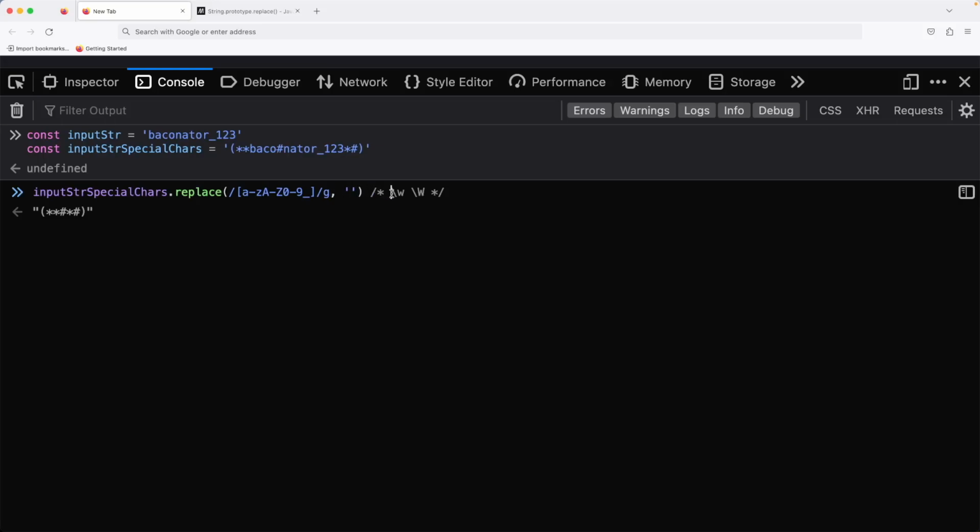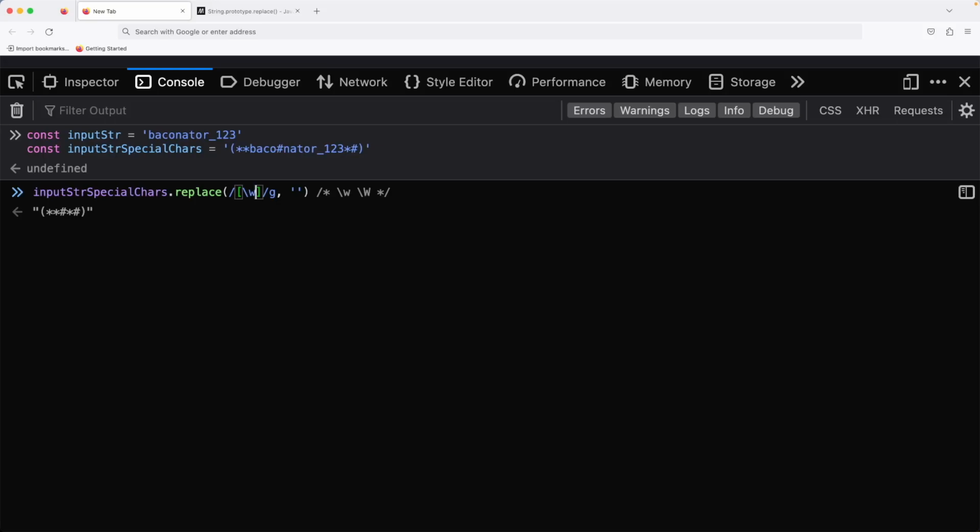So if this metacharacter did not exist in regular expression, this is what we would have to do. Okay? But since this exists, we can replace all of this with that.